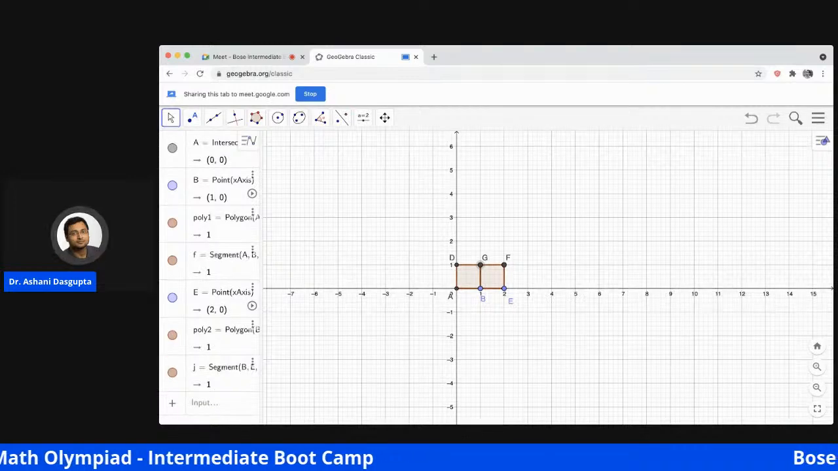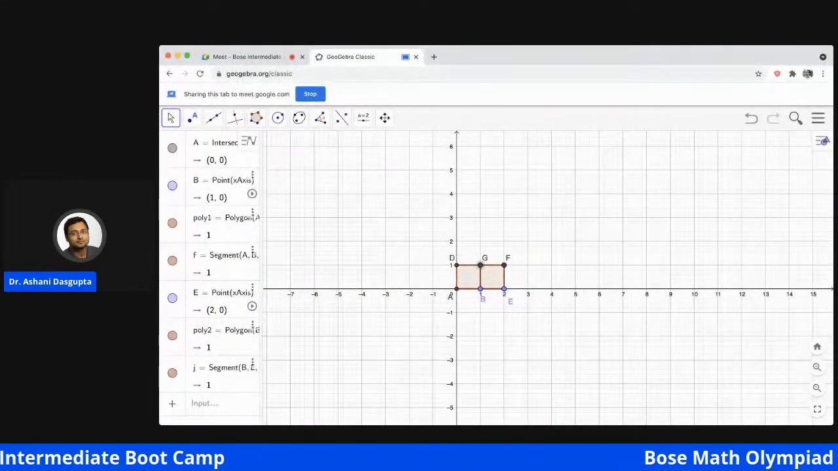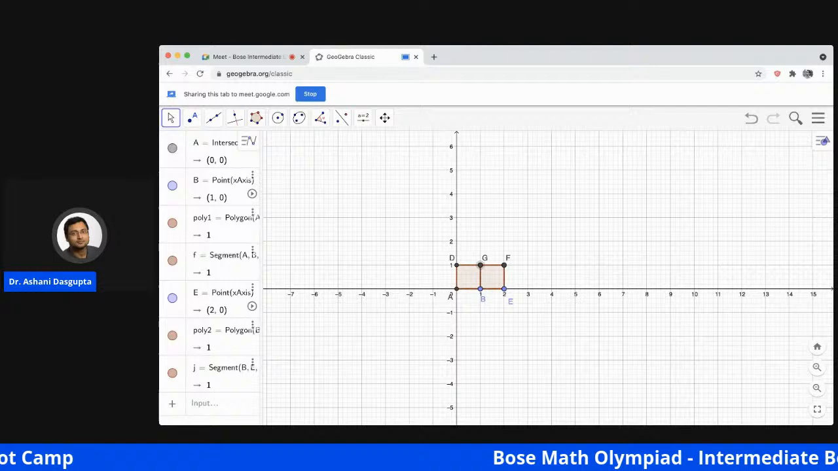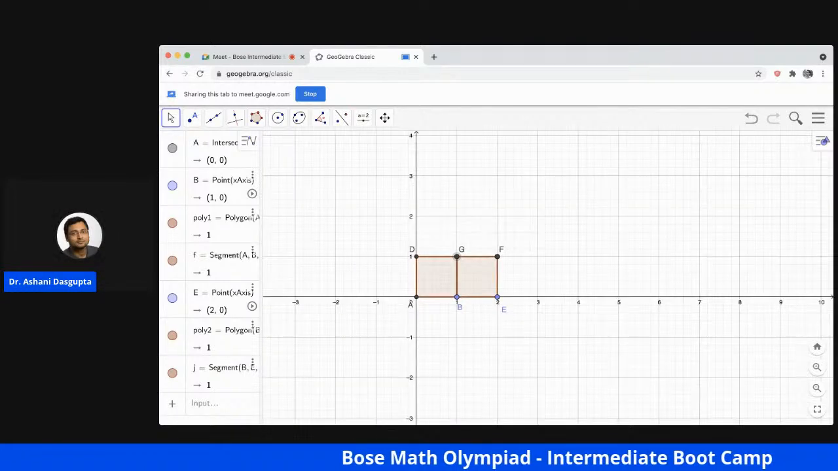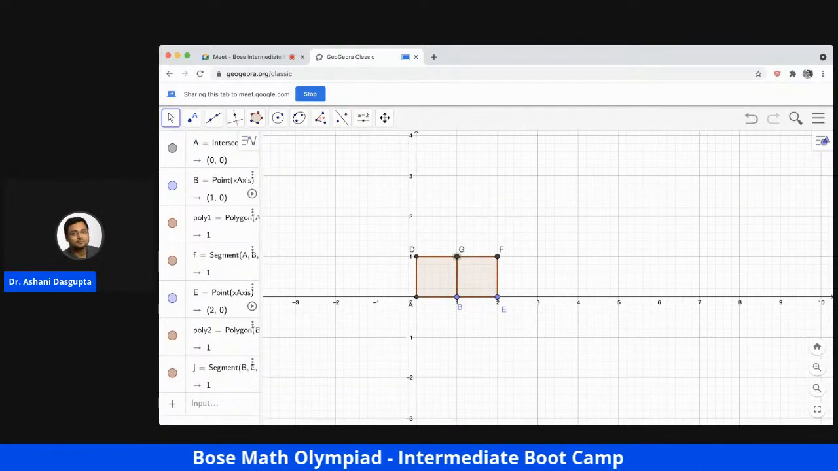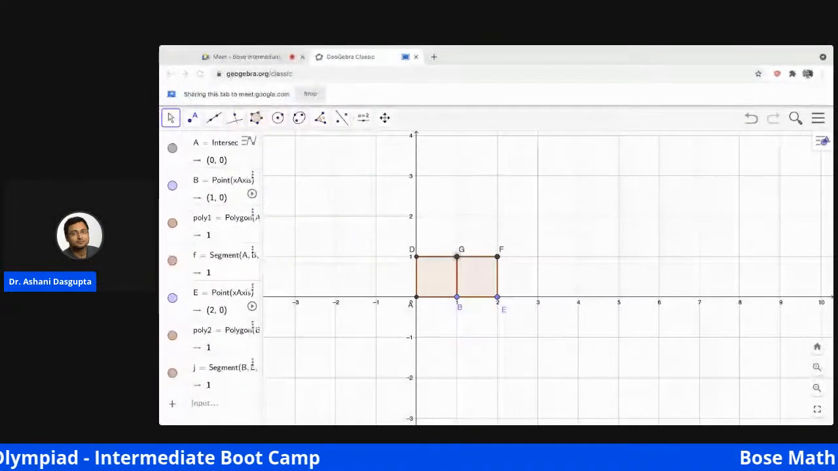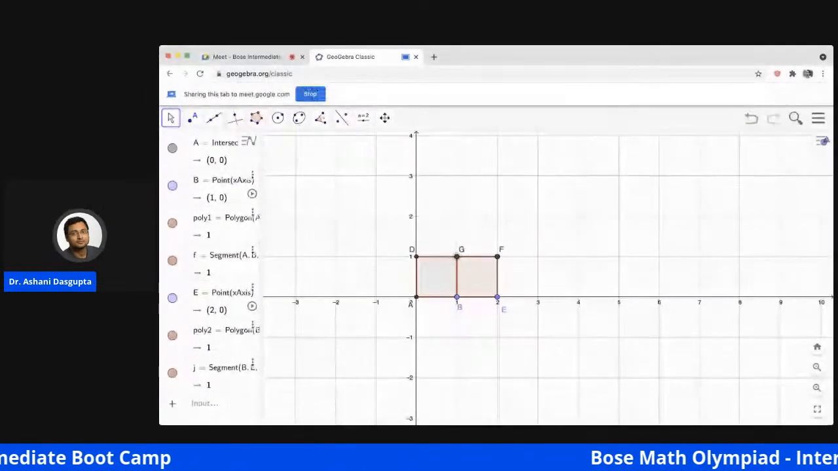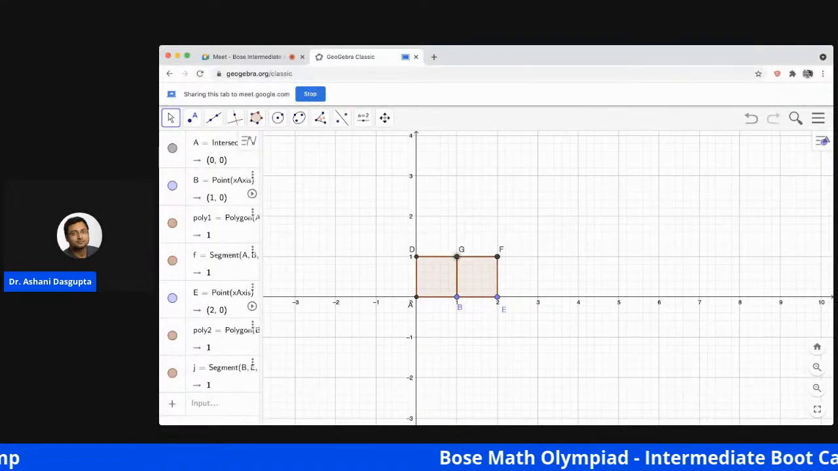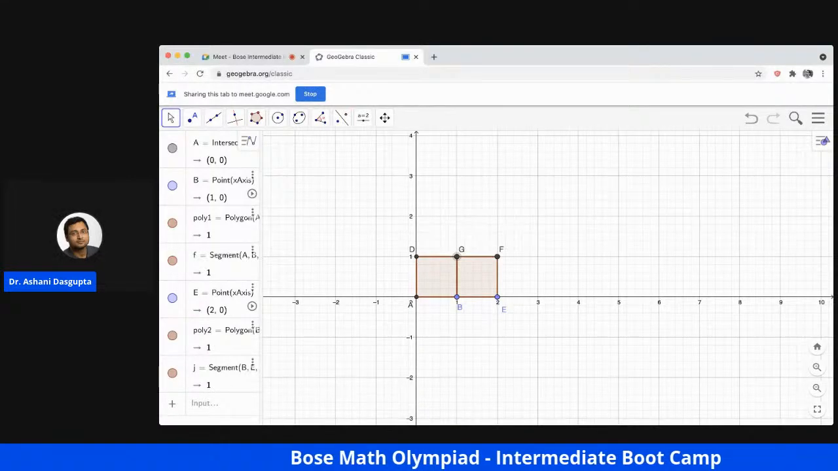Okay, done. Great. The next thing we will be doing is we will draw a 2 cross 2 square. Why? Because this is the first one. If the first one represents the first Fibonacci number, which is 1, and the second one represents the second Fibonacci number, which is again 1. The third Fibonacci number is 2.